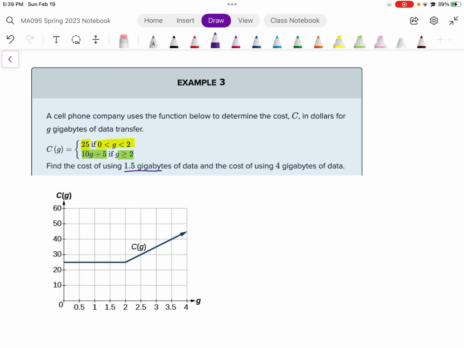All right, so 1.5 gigabytes is going to be this one here between 0 and 2. So the cost of 1.5 gigabytes is going to be $25. Now the cost of 4 gigabytes is going to be 10g plus 5. My g is 4, so 10 times 4 plus 5. That is $45. Does that go with the graph? So find 1.5, and I'm right here, and that is still at $25. Then find 4, and that is over here, and that is at $45.